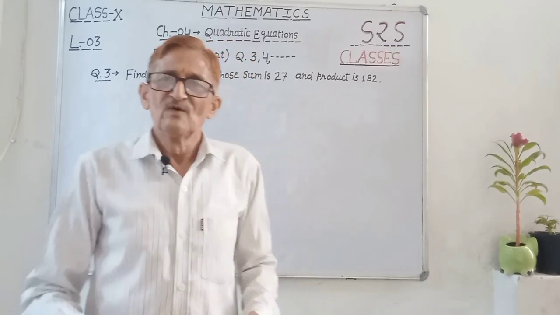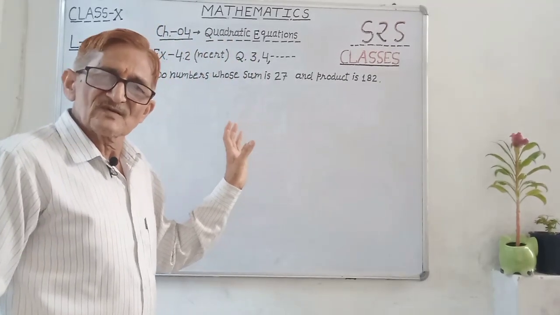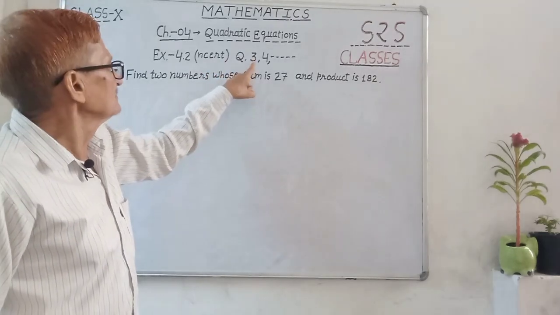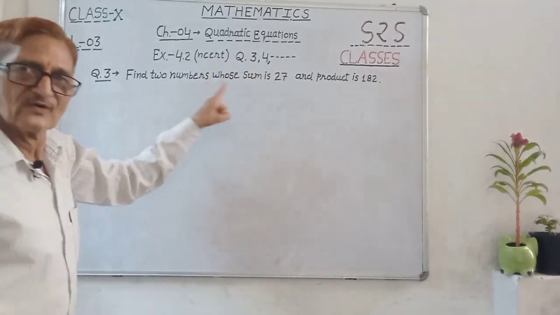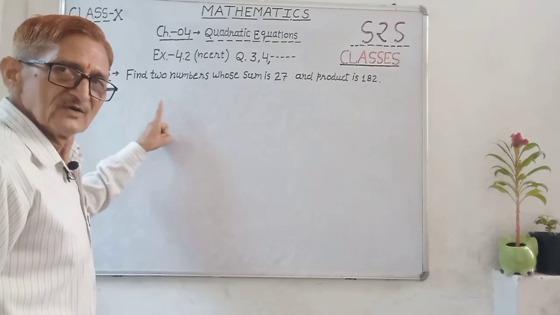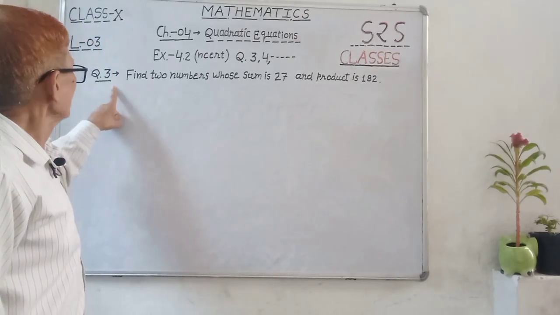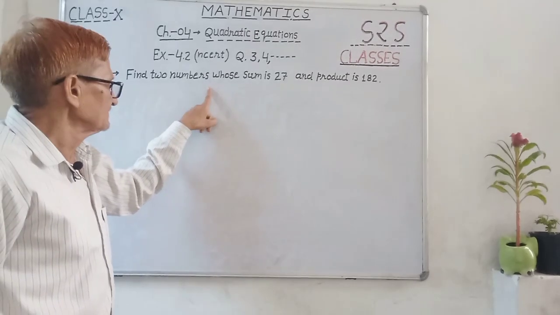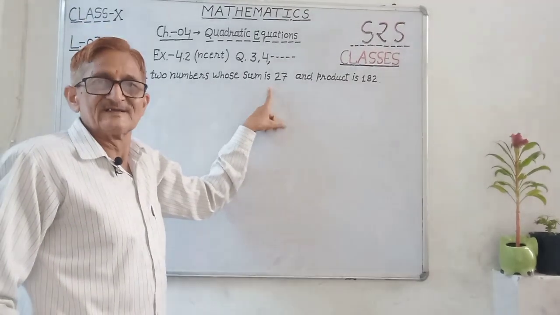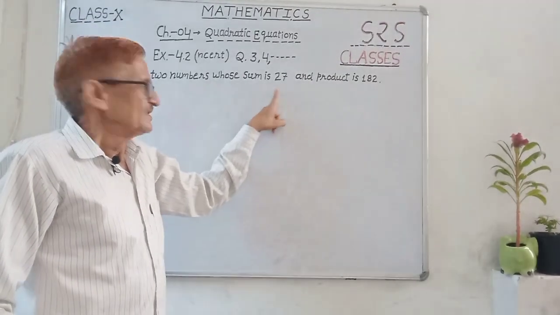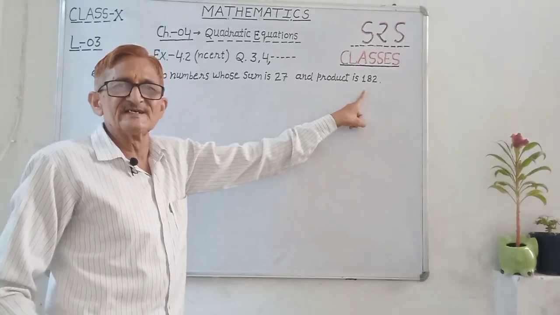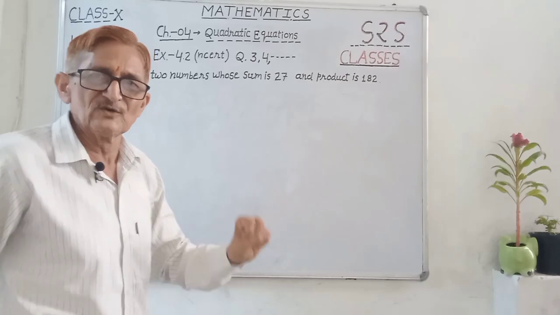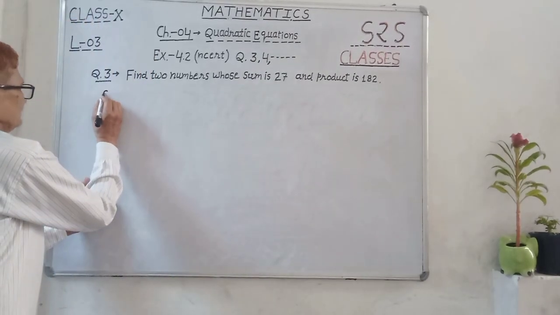Okay, now Exercise 4.2, NCERT book, question 3, 4 onward we have to do. Now question 3: find two numbers whose sum is 27 and product is 182. Like this, you can do the solution of these questions. Very simple.